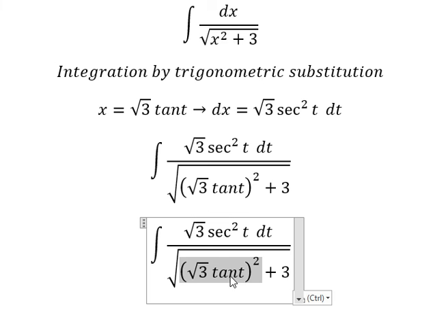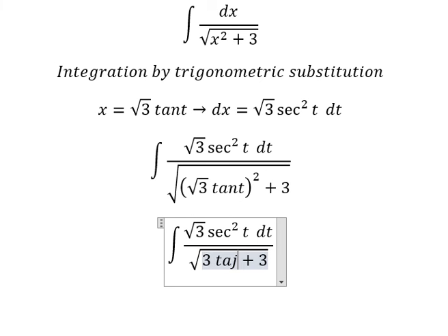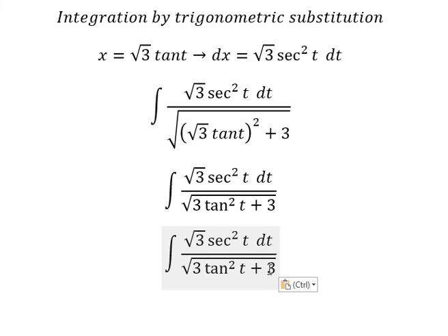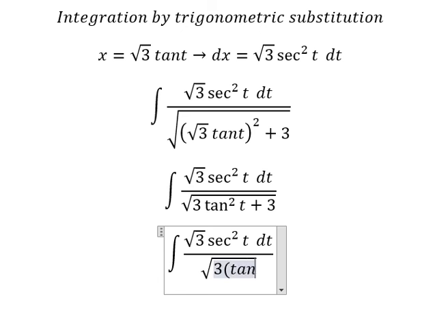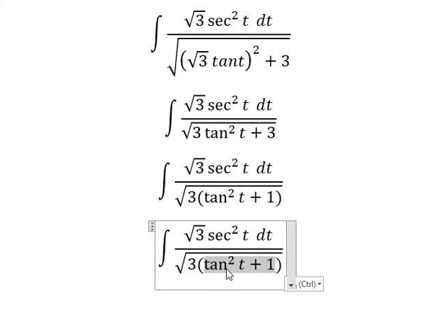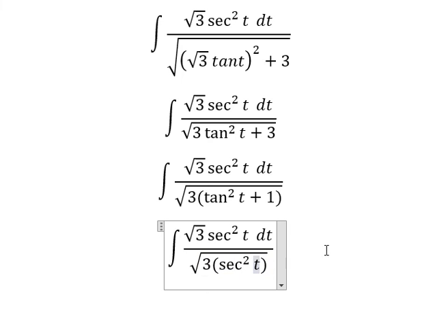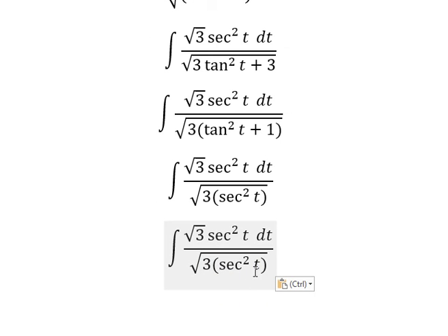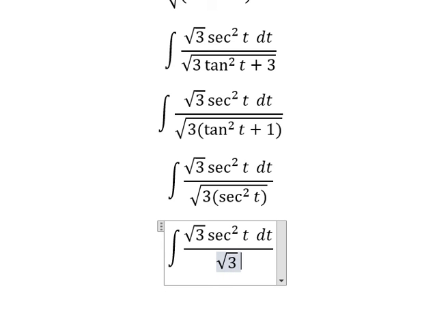So this one we have 3 times tan t squared plus 3. Number 3, we can do factorization. This one we change to secant of t squared. The square root of secant of t squared, you get secant of t.